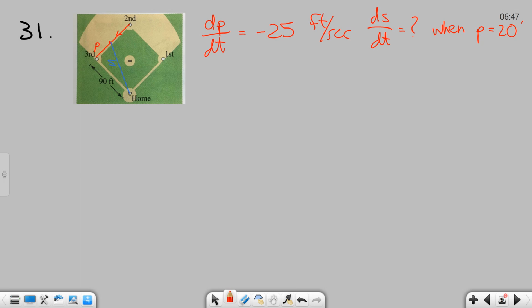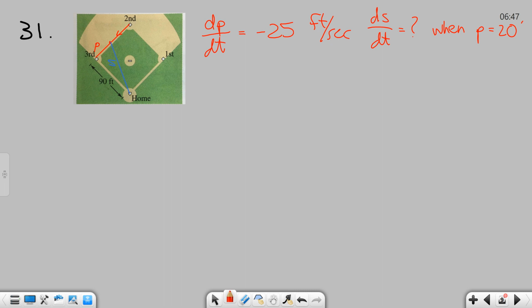Problem 31: we've got a base runner running from second base to third base, and in baseball, the distance between all the bases is 90 feet. At some point as they're running from second to third, I define P as the distance that base runner is from third base at any point in time, and S as the distance from the runner to home plate.